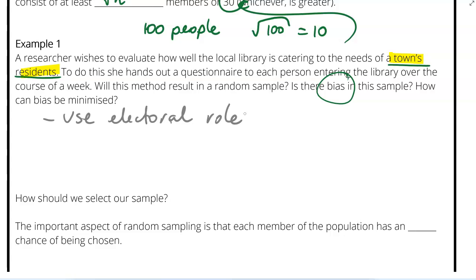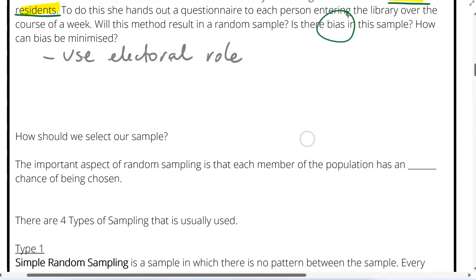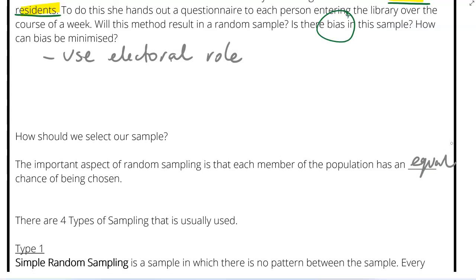So we've got this roll, we've got a list of all these people that live in the town. How can we then select 100 or 1,000, depending on how many in the town, at least 30 people from that roll? And like I said, that's what we're going to look at today. We just need to make sure that everyone has an equal chance of being chosen. So on a list, there's an equal chance of being chosen.